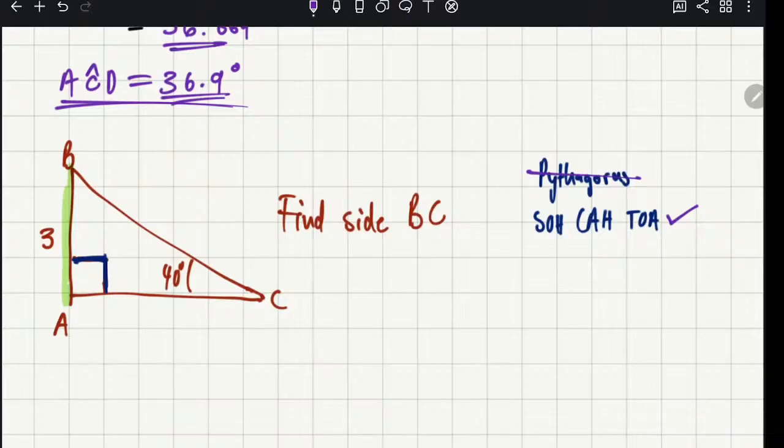Now you have chosen the method. You need to label your triangle. You have chosen the method, label your triangle. Opposite the corner of the right angle is the hypotenuse. This is the hypotenuse. Opposite the angle is the opposite side. The third one is the adjacent. So you have hypotenuse, opposite, adjacent.